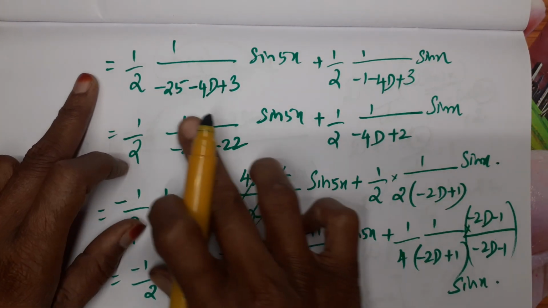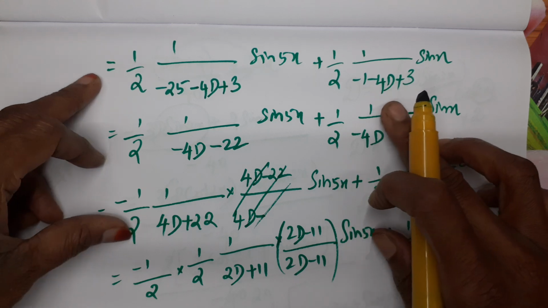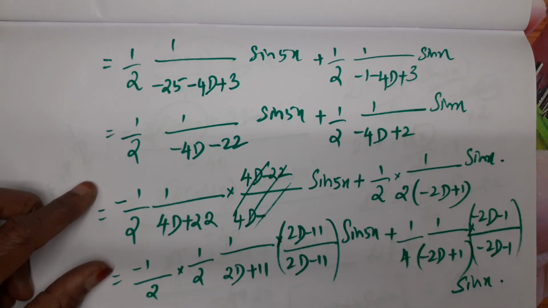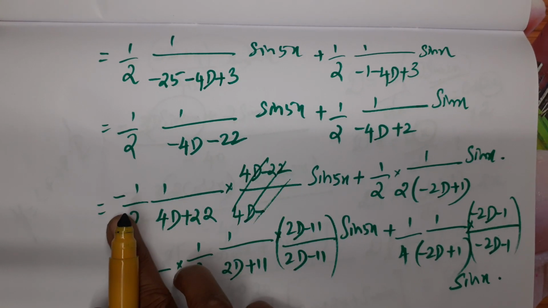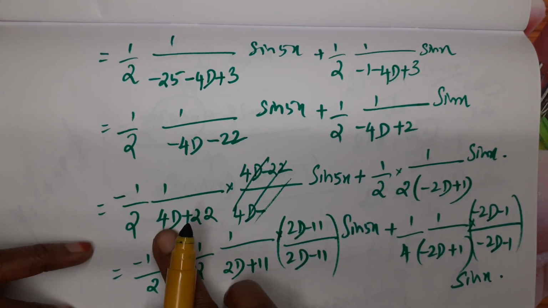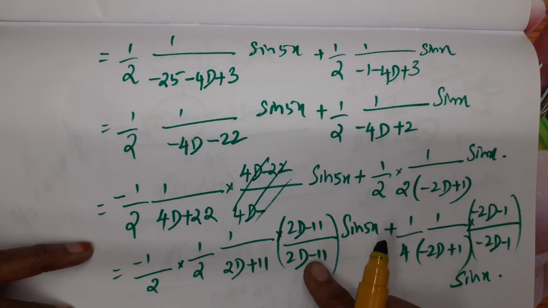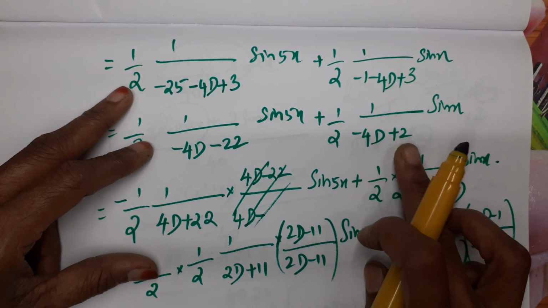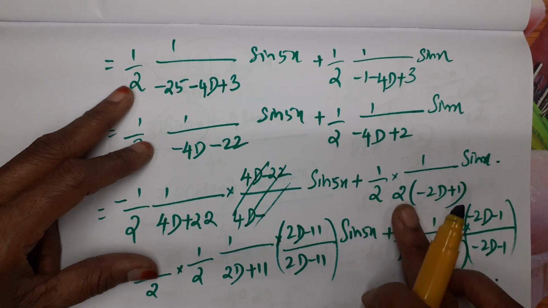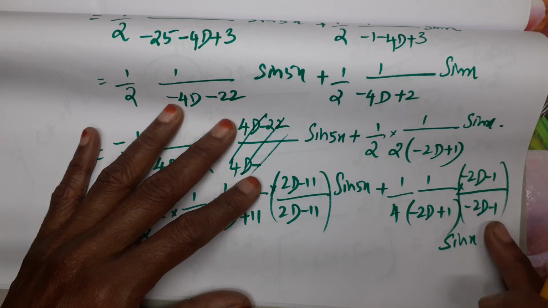So 1 by 2 into minus 25 minus 4D plus 3 into sin 5x. Similarly here, minus 1 minus 4D plus 3. Simplifying, we get minus 4D minus 22 in the first term. Both have a minus sign outside, so I have taken that. With the negative sign, I can take 2 outside. So the balance in the first term is 2D plus 11. After taking that, we multiply and divide by its conjugate, 2D minus 11. This is for the first case. In the second case, after simplification, we get minus 4D plus 2. I can take 2 outside, so we get minus 2D plus 1, and its conjugate is minus 2D minus 1.